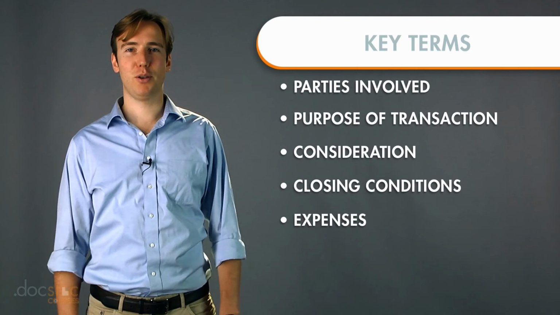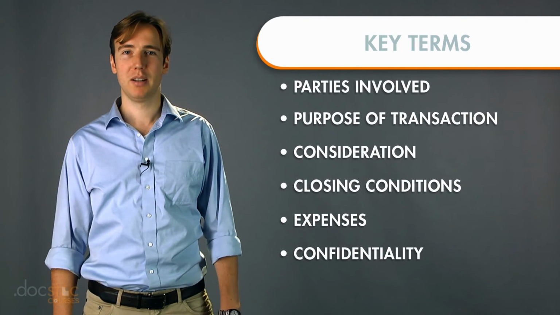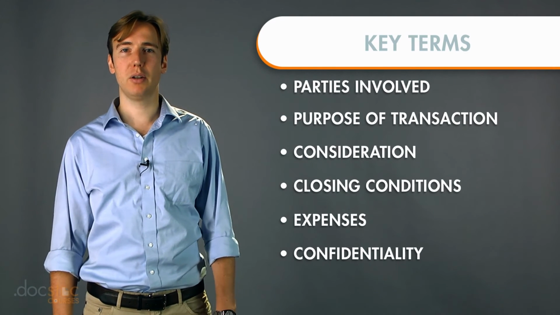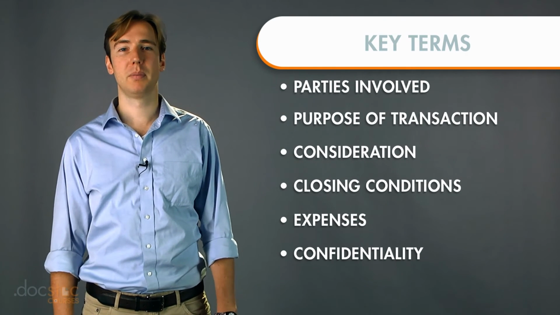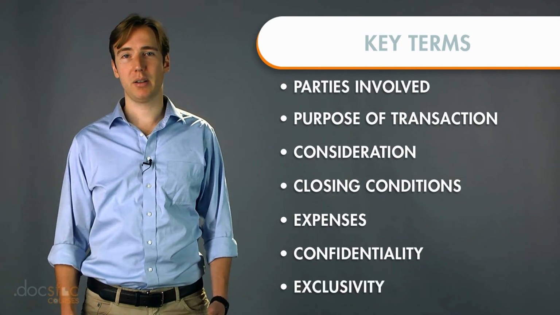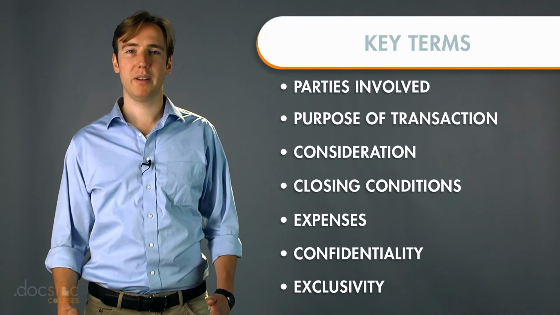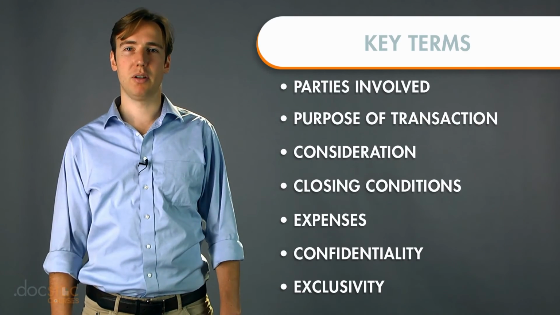Another key term in a term sheet is confidentiality. This is typically a binding provision, so make sure that it's clear who can disclose what to whom. And finally, exclusivity. This is not always included in term sheets, but if it is, it's another binding provision. And the purpose is to prevent a party from pursuing another transaction while negotiations are ongoing.